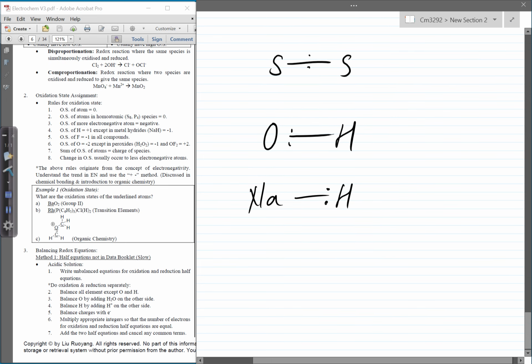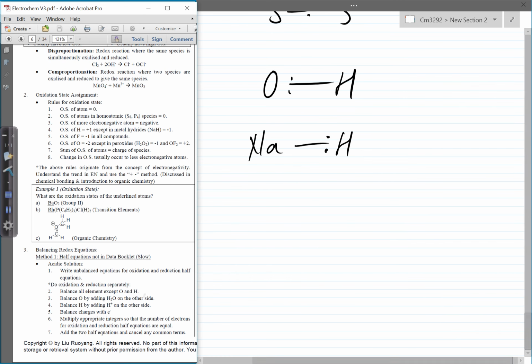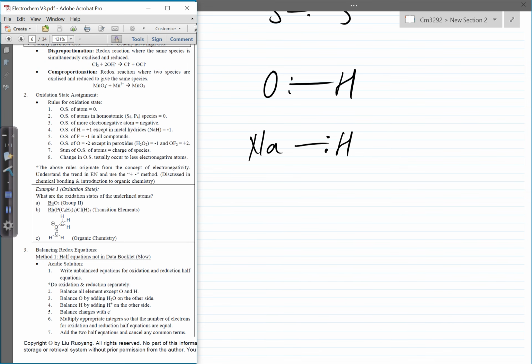It's again the electronegativity concept. Oxidation state of F is -1 in all compounds. This is because F is the most electronegative already, right? Oxidation state of oxygen is -2 because it's the second most electronegative, except in peroxides because hydrogen only has 1 electron, right? This is logical. And OF2 because, like what I said, F is the most electronegative. So if it's bonded to O, it will be F which is getting the electrons. So once again, it's quite logical to think about it.